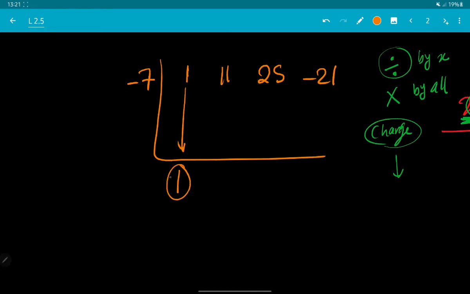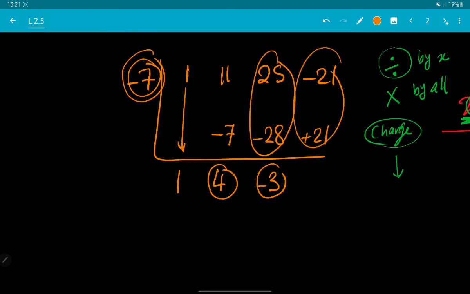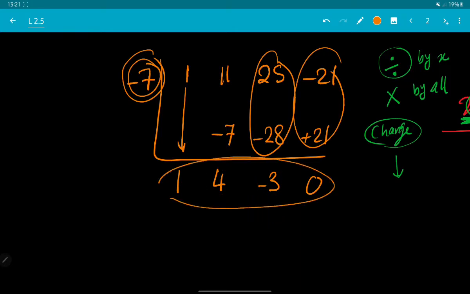Now multiply the 1 by negative 7. What's the answer? Negative 7. We will write it here. Add them. 11 minus 7 is 4. Multiply 4 by negative 7, it's negative 28. Add them. It's negative 3. Multiply negative 3 by negative 7, this is positive 21. Add them. This is 0. Now we will have new numbers.